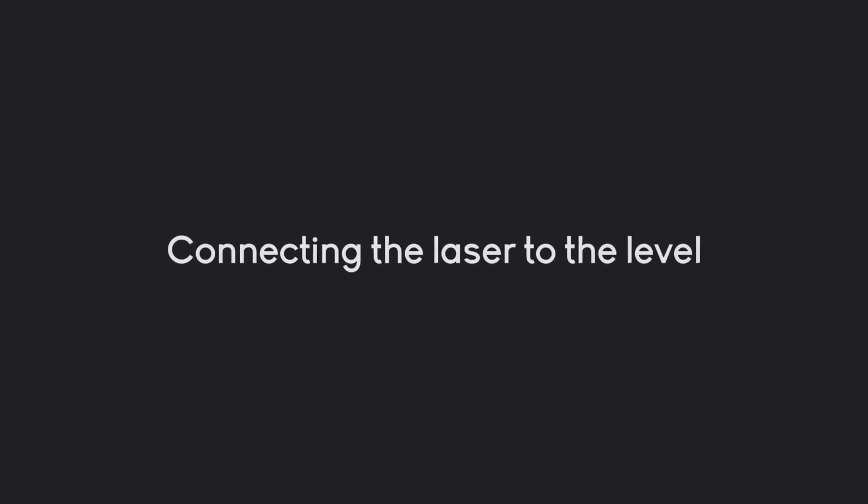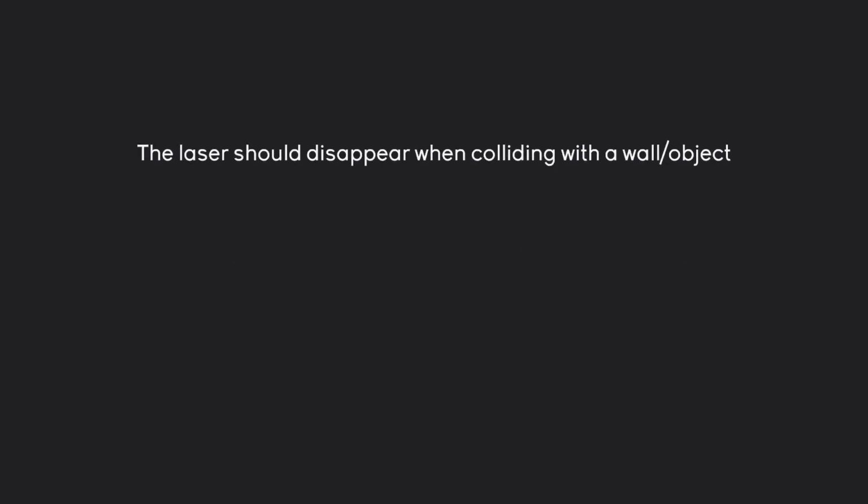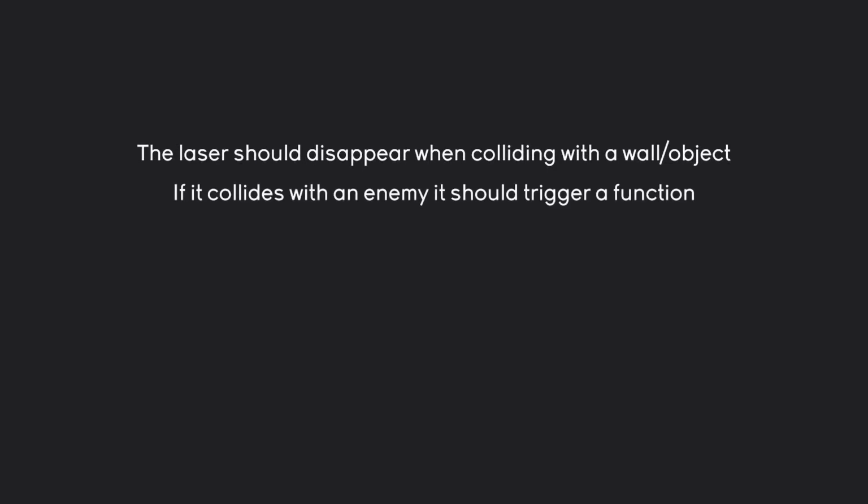Now that we have a level, I want to connect the laser to it. And this is going to mean a couple of things. Most importantly, I want the laser to disappear when it is colliding with a wall or an object. On top of that, if it is colliding with an enemy, it should trigger a function. For now, this function is not going to do very much. Later on, when we work on the enemies, all of that will be much more elaborate.